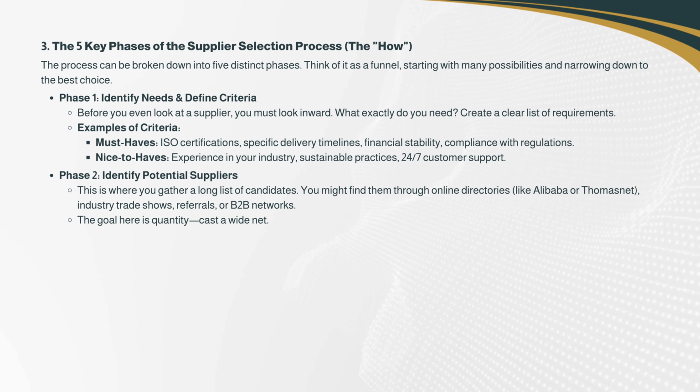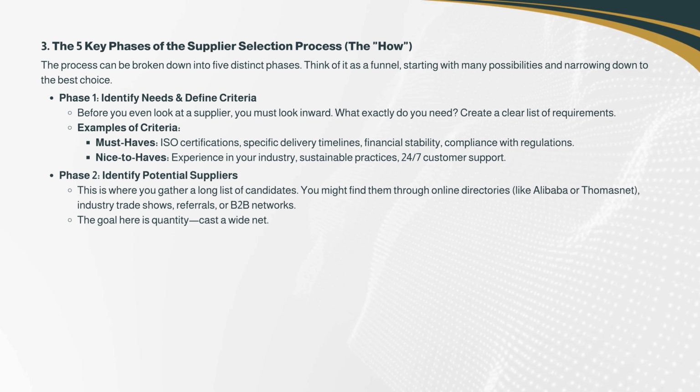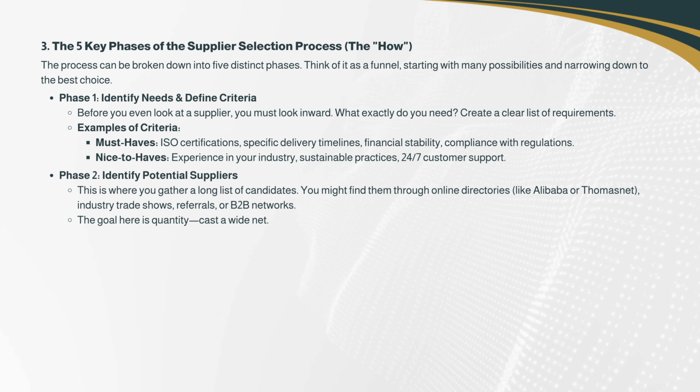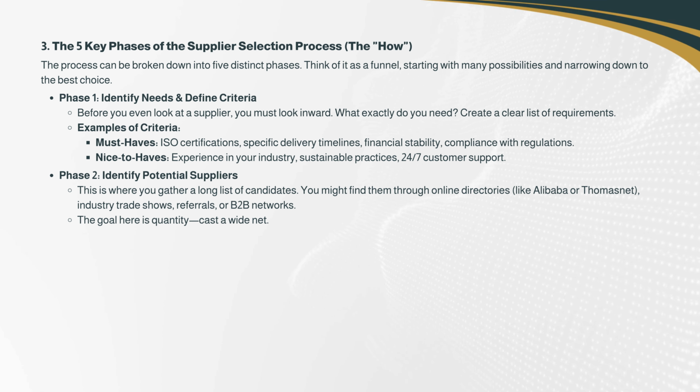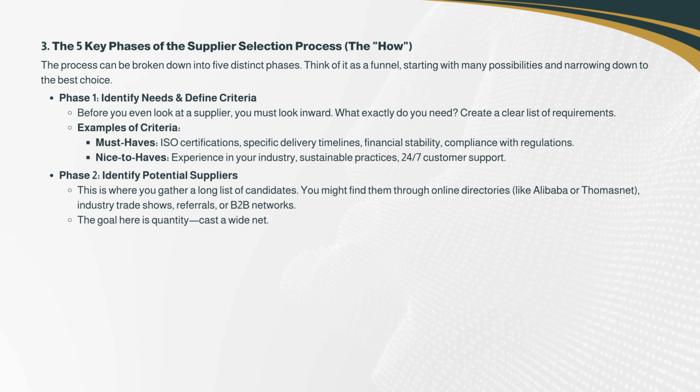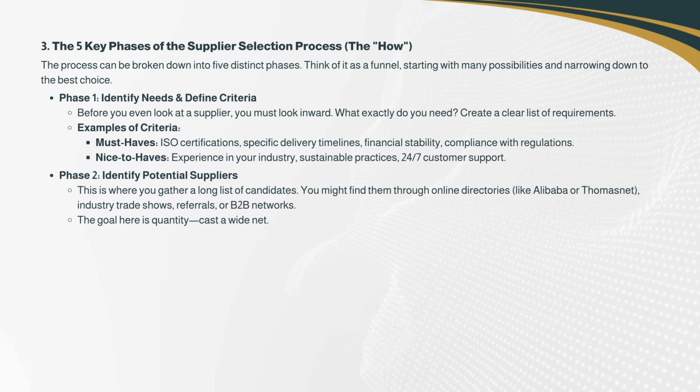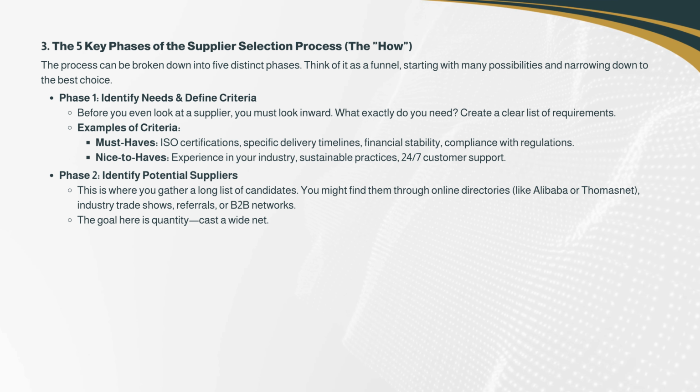Phase 2. Identify potential suppliers. This is where you gather a long list of candidates. You might find them through online directories, like Alibaba or Thomasnet, industry trade shows, referrals, or B2B networks. The goal here is quantity, cast a wide net.